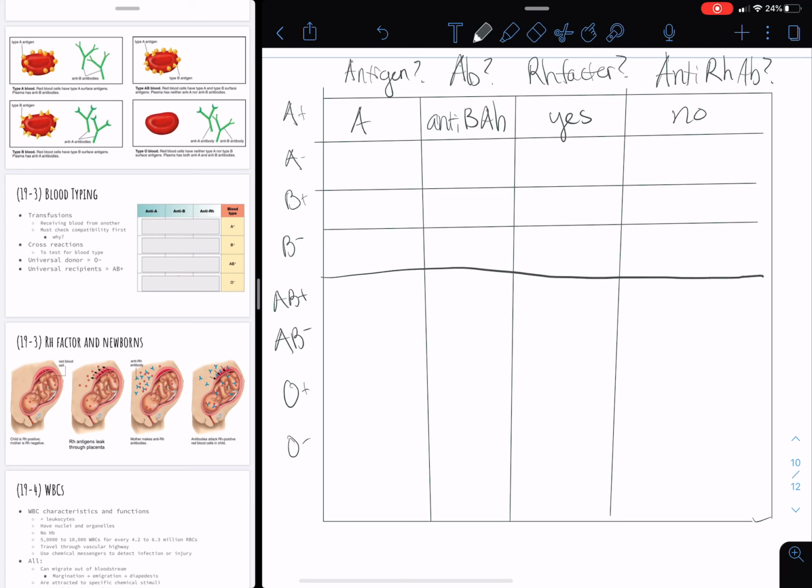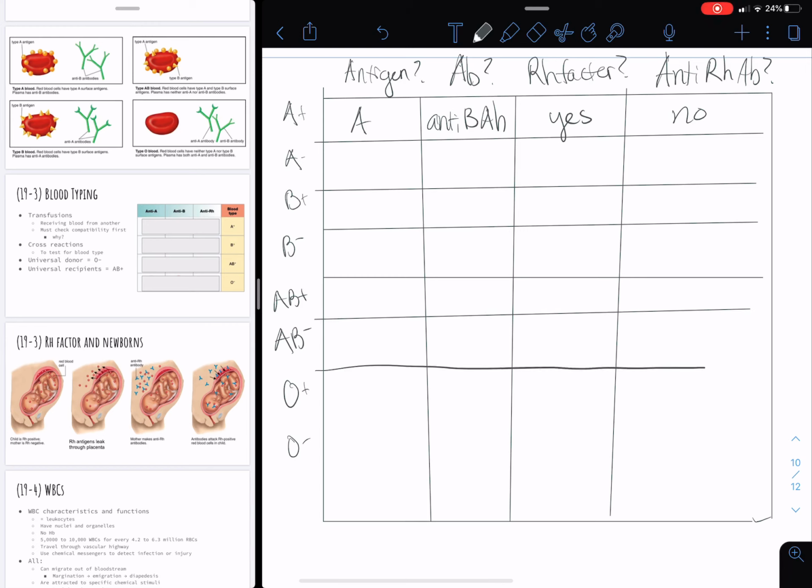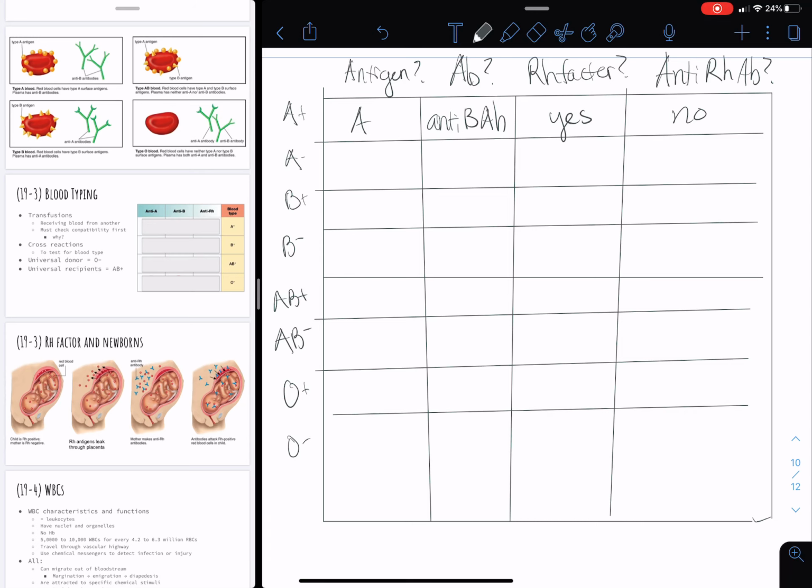Actually, let me just skip down. Those ones, I think you guys can do on your own. Let's go to AB plus. Obviously, these tables are not equal and not pretty at all, so please make this as useful as it needs to be for yourself.